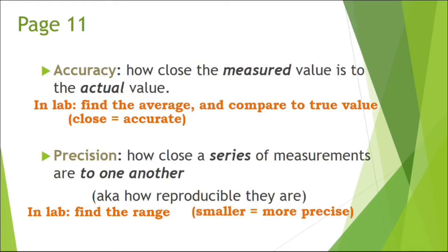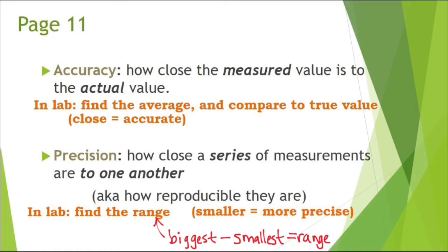So we want a smaller range to indicate that we have a more precise measurement. Bigger ranges mean less precise. And in case you forgot, if we are trying to find the range of a set of values, we're just going to take the biggest value, whichever one is the largest out of those trials or values, and subtract the smallest from it. So biggest minus smallest will get us our range.